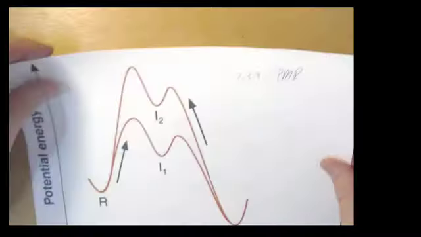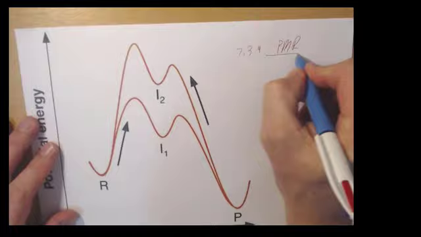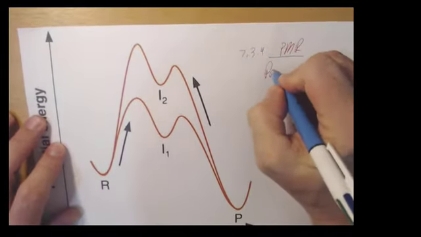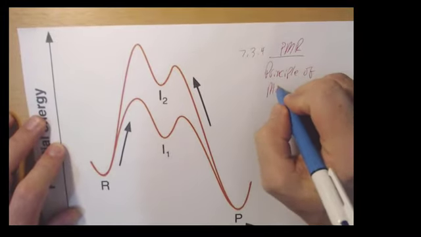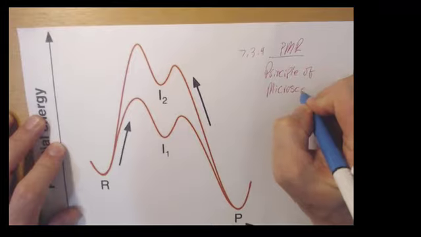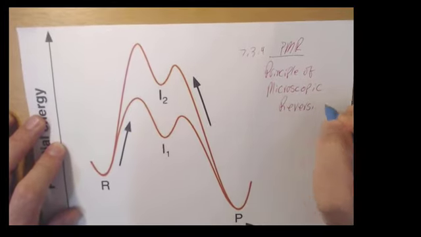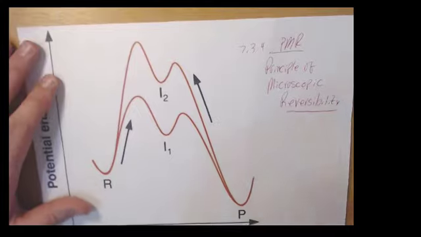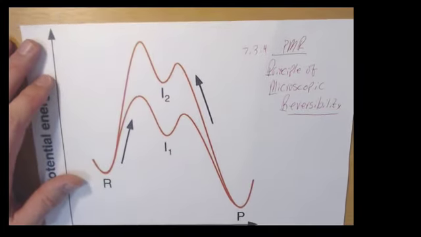Now, section 7.3.4. PMR, you'll often hear it referred to. This is the principle of microscopic reversibility. PMR is the way you'll often hear chemists refer to it, in seminars or just in casual conversation.